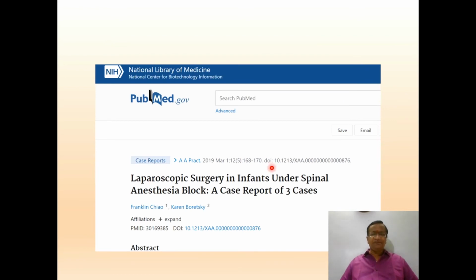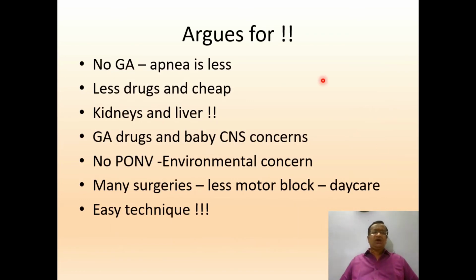Laparoscopic surgery in infants under spinal anesthesia. A case of infants, you see, laparoscopic hernia. Case report of 3 cases. Now, who argues for this?